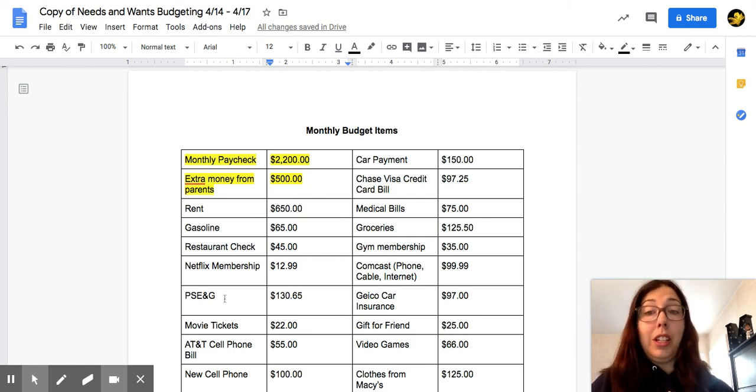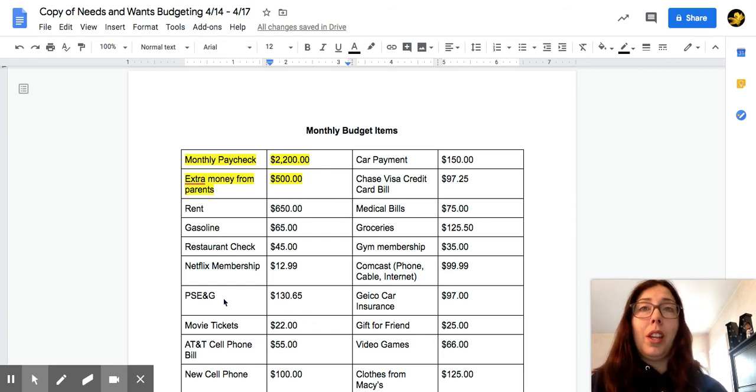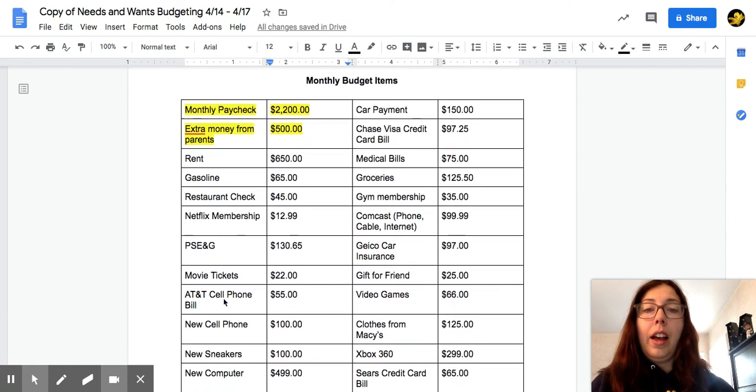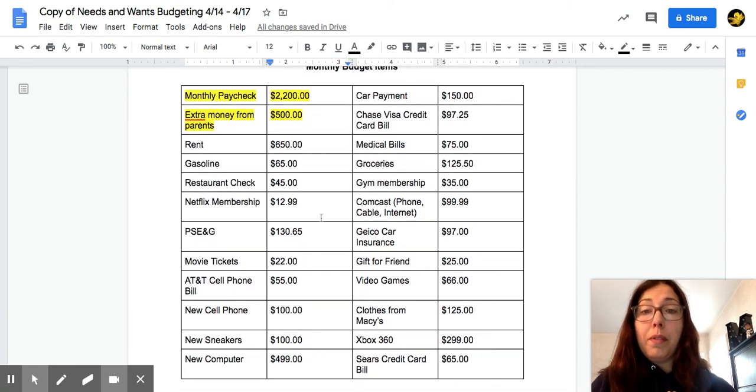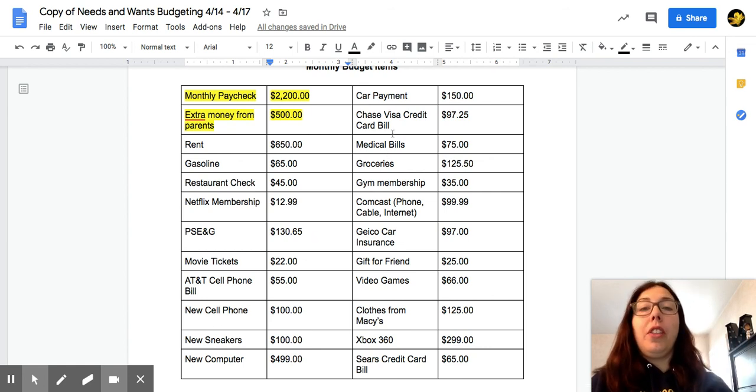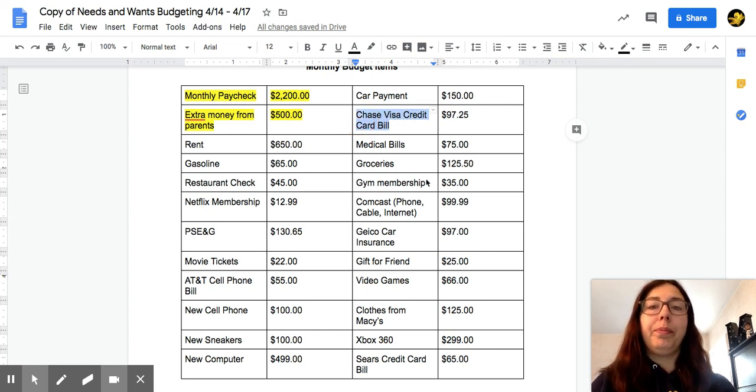Like PSE&G, that's gas and electric. Some of you might have PSE&G at your house, and some of you might have O&R, Orange and Rockland. If you are not sure what some of these are, let me know, or ask, or Google. One other thing, Chase Visa credit card bill. That is a credit card bill. You already spent that money, meaning you have to pay it. That's just a little hint for something that looks like that.